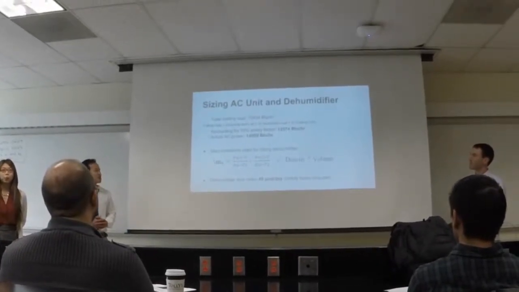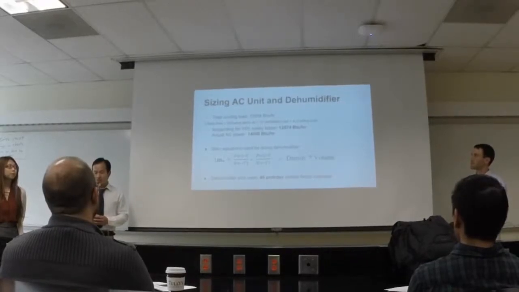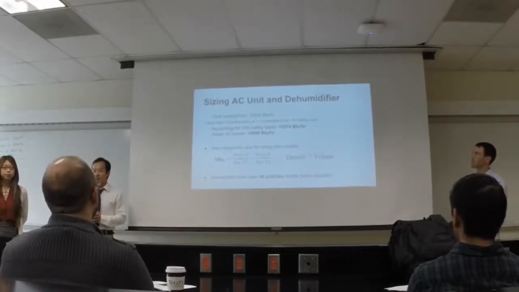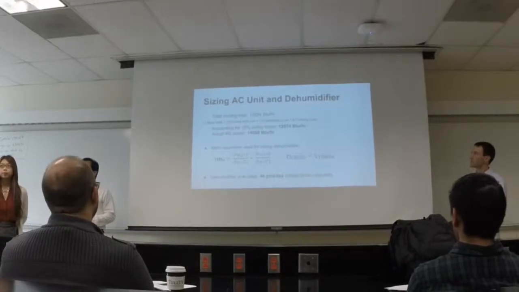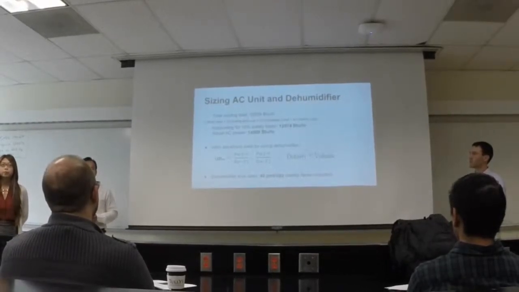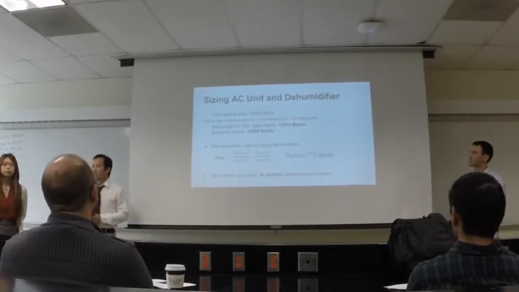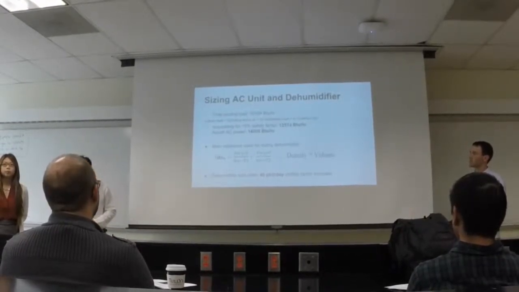After summing all the cooling losses together, we got a total cooling loss of about 10,900. To account for a 50% safety factor, it goes up to 12,000. However, on the market, we're going to choose the 14,000 BTU unit because it's available and it's higher in power.